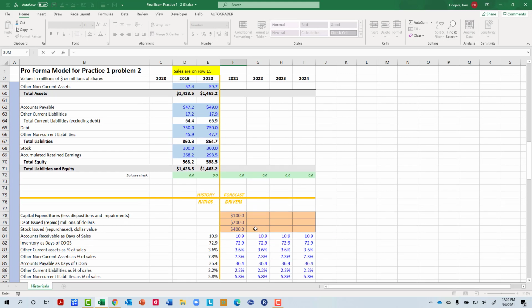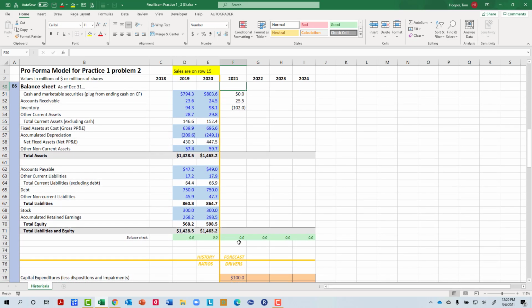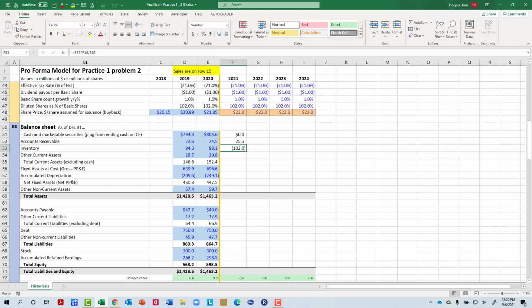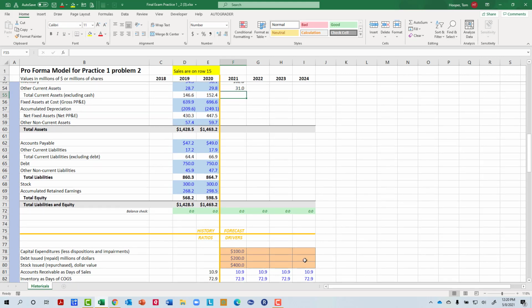Inventory is going to be similar. It's going to be the days of COGS, which would be F16, a row below sales, divided by 365. I feel like I got a negative sign wrong there. It's because those COGS are outflows, so I need a negative on that one. And then other current assets was probably percentage of sales, wasn't it? Yes, so times F15.